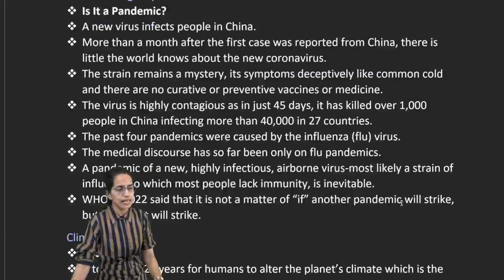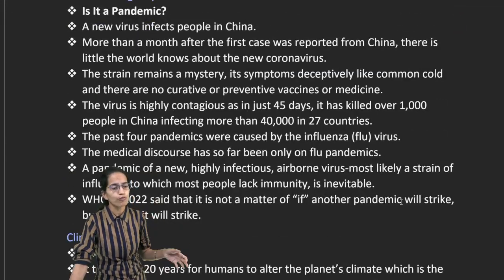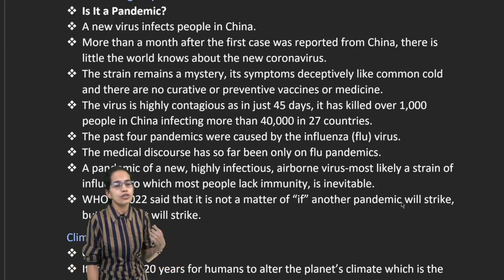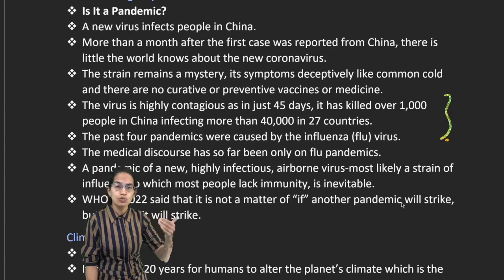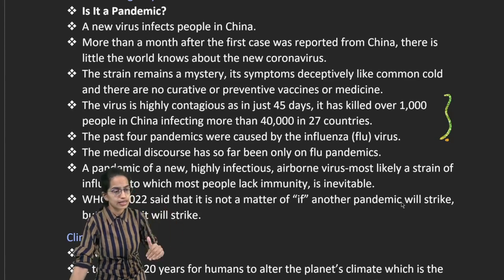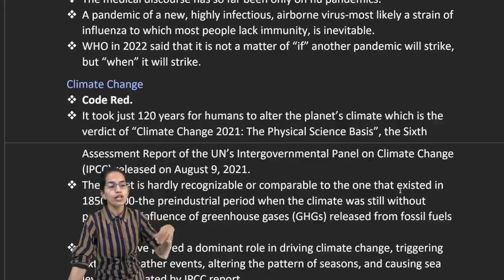The next is the health emergency, the issue of the corona pandemic and a huge number of people being affected by it, bringing out the loopholes in the medical and healthcare infrastructure system, and what if the next pandemic like this could strike.